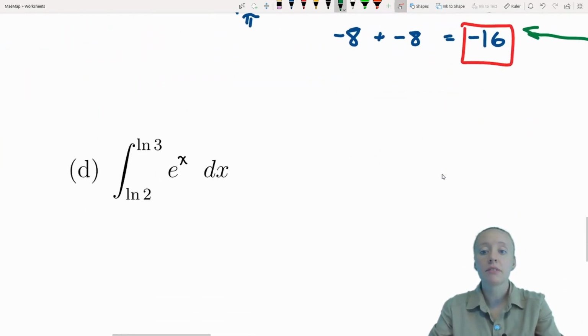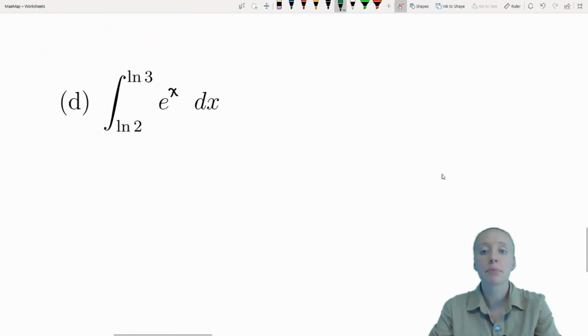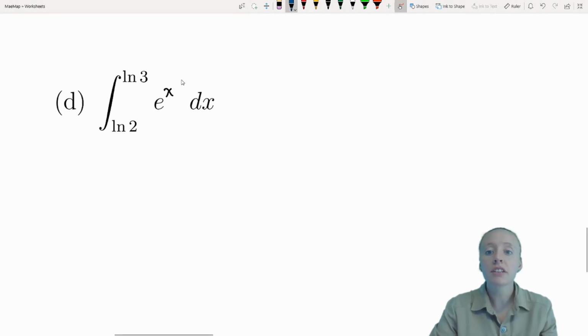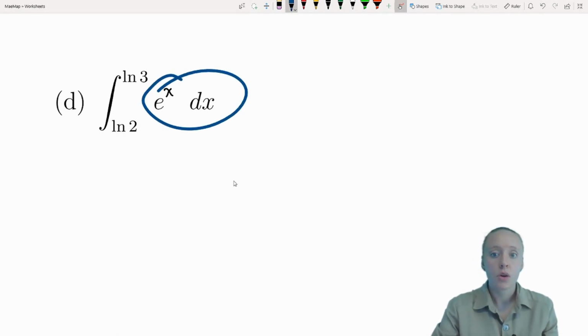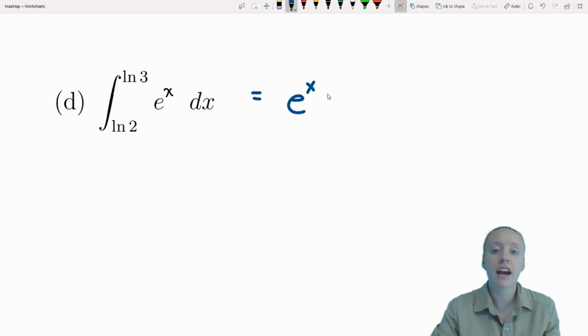So continuing on to part D, our last example in this worksheet, we're going to integrate e to the x dx. What's the integral of e to the x? That is e to the x. So we're going to have e to the x evaluated from the ln of 2 to the ln of 3.